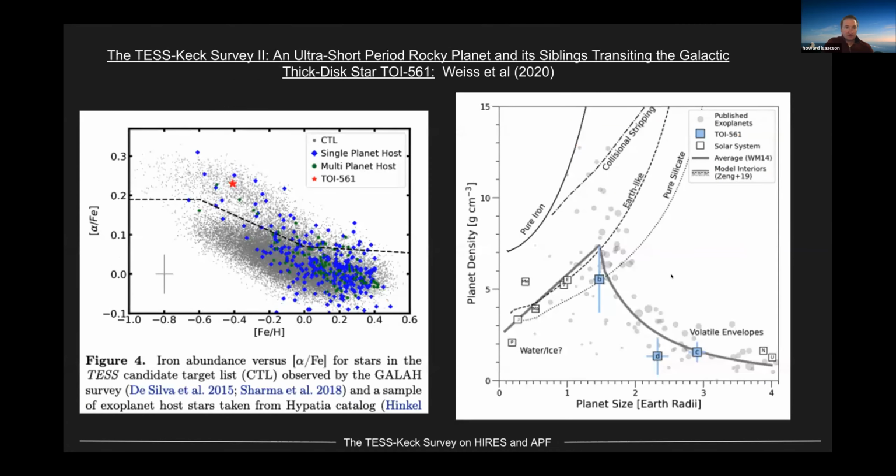All right, so one of the first early TESS Keck survey papers was led by Lauren Weiss on TOI 561. This is a galactic old star, identified through the alpha element abundance and through the galactic velocities. We're able to measure all three of the small planet masses, and you can see those plotted on the planet size, planet density plot on the right here.